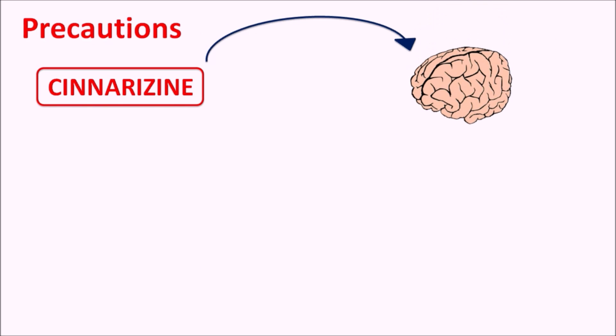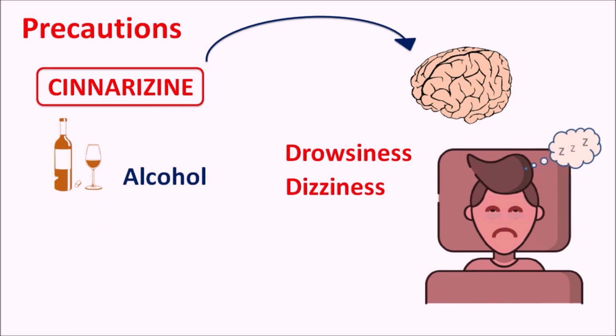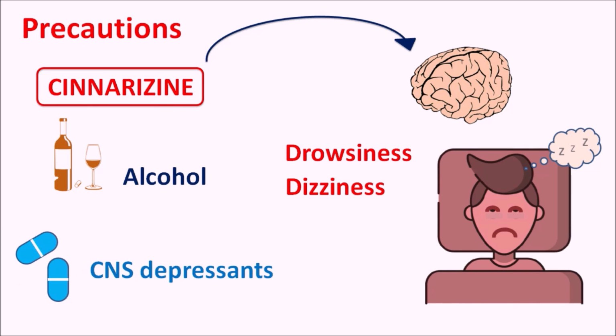Similarly, this drug mainly affects the central nervous system, where it can produce some drowsiness in the patients as well as dizziness. So when this drug is given along with alcohol or other CNS depressants, it can further increase the drowsiness in the patients. So care should be taken to avoid any other CNS depressants with Cinnarizine.